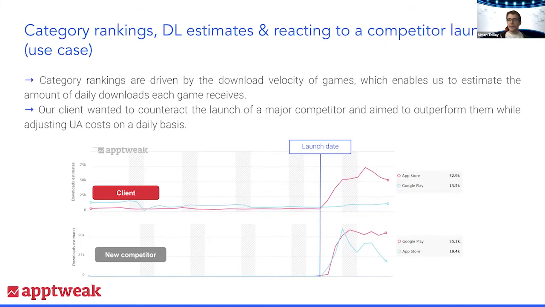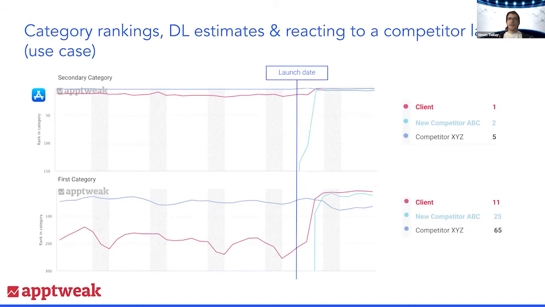And so what we did was we worked with them to compile a comprehensive report that we created for them and that we sent them every day, so they would be able to adjust their UA spending. They focus on the App Store and always get more downloads than their competitor in the App Store. What was interesting in terms of results, we saw them move from the bottom of the top 10 in the secondary category to the top one spot, to the first spot.